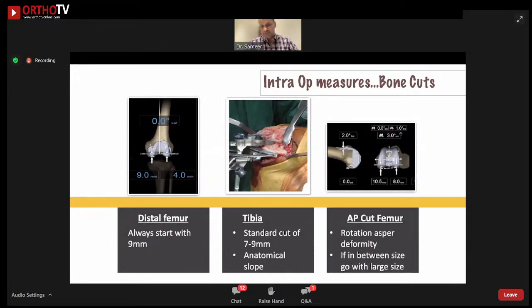And about the rotation of the femur, you have to give the rotation as per the deformity. And if you are in between sizes, go for the larger size, because a flexion deformity means the extension gap is tight and the flexion gap is loose compared to each other. So how can we compensate for the loose flexion gap? You just go with the upsize of the femur. Otherwise, if you downsize the femoral component, your flexion gap becomes loose again. So you will end up taking more and more distal femur to compensate for the loose flexion gap, and that is not advisable.